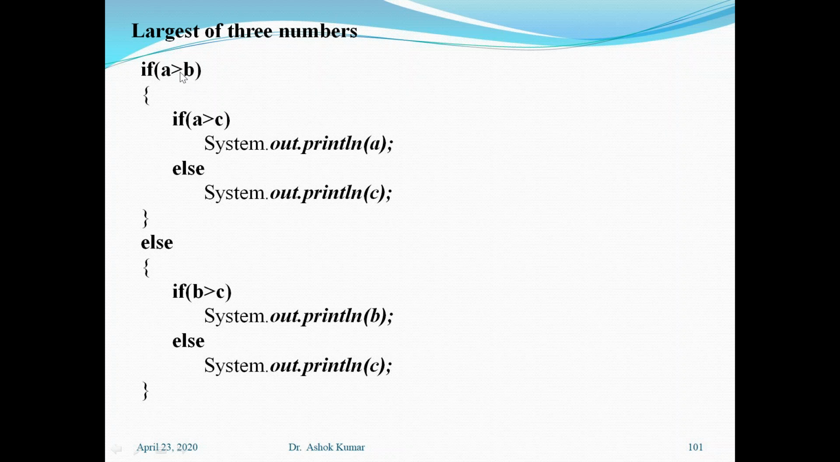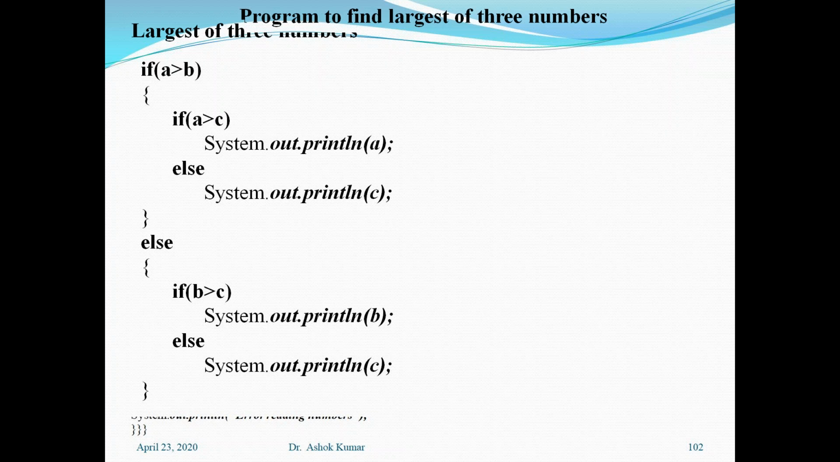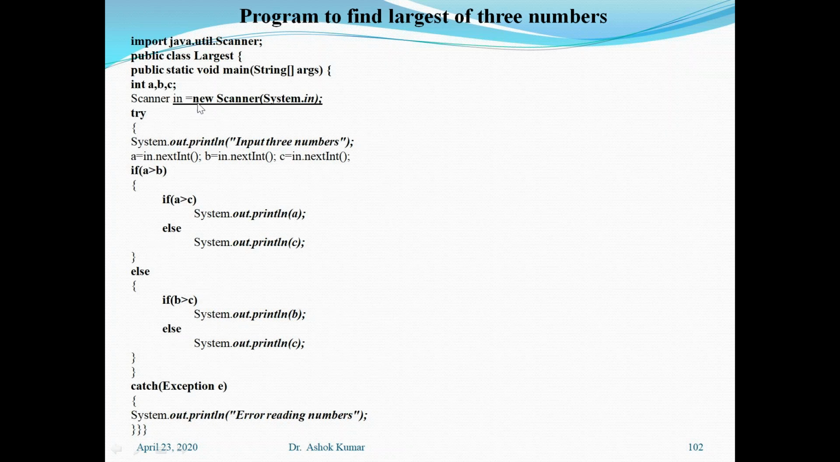If this condition is false, then it will go to the else part and test B greater than C. So this program will give you the largest of three numbers, and those three numbers must be unique. They should not have the same value. Here is the complete program. I have written the complete logic of this. Again, you can skip the try catch block over here, as it is not required.